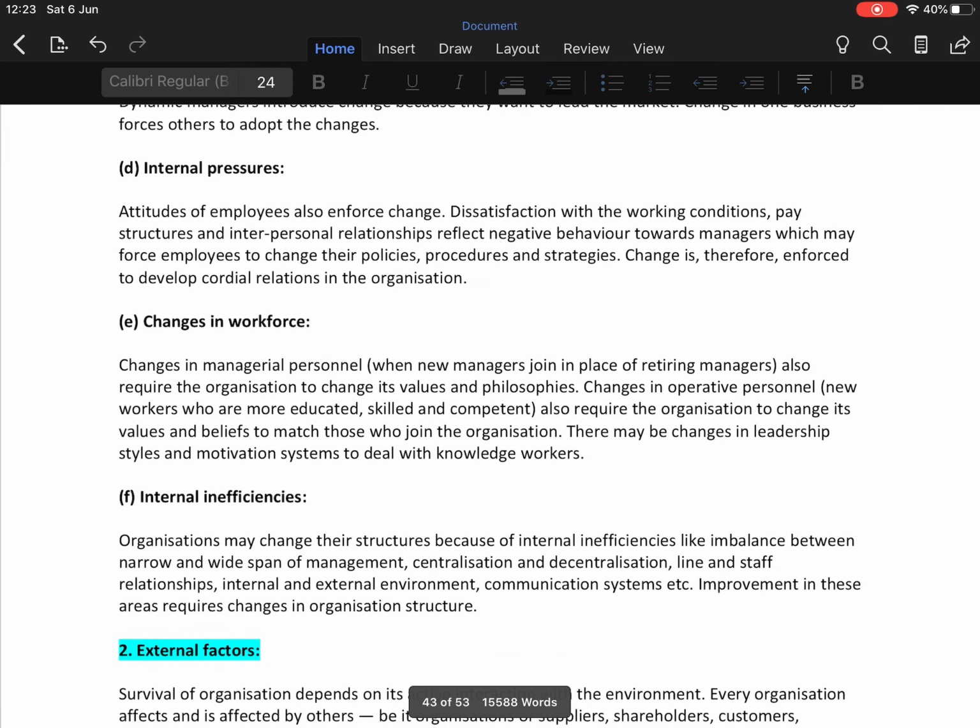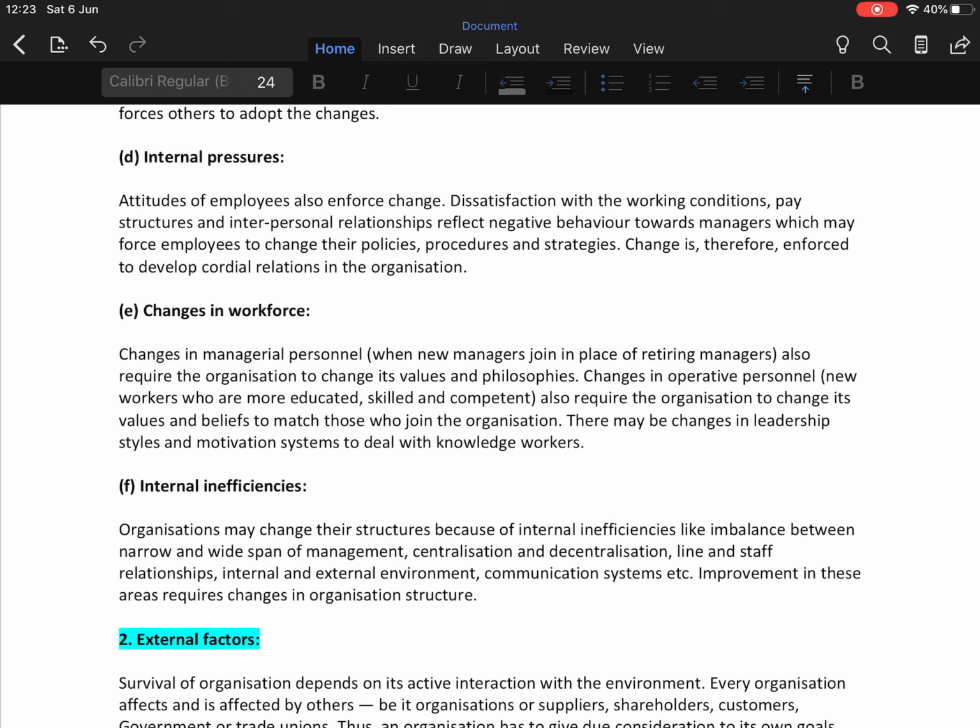Then, the next internal factor is changes in workforce. Changes in the managerial personnel also require the organization to change its values and philosophies. Changes in operative personnel, like new workers who are more educated, skilled, and competent, also require the organization to change its values and beliefs to match those who join the organization. There may be changes in leadership styles and motivation systems to deal with knowledge workers.